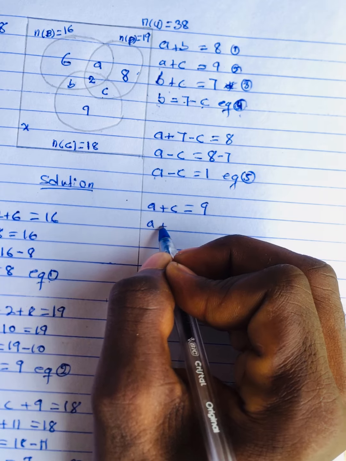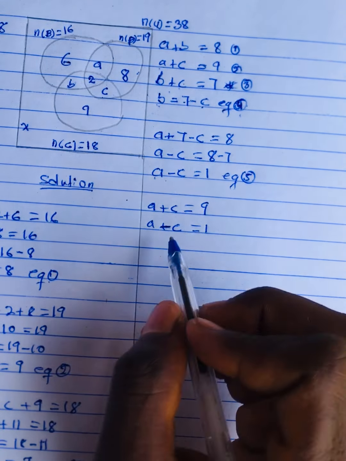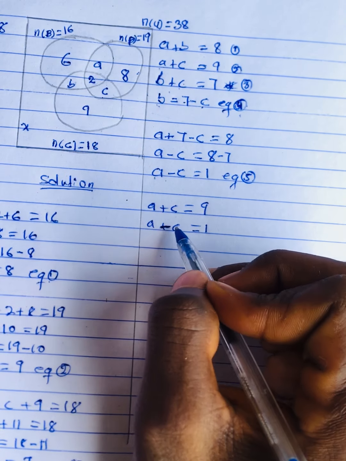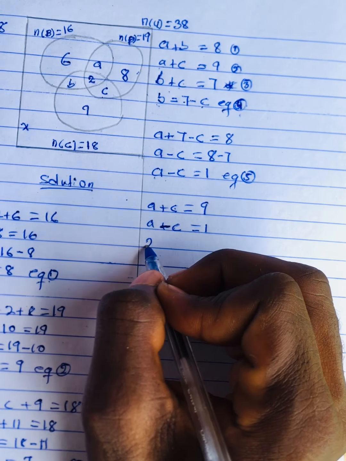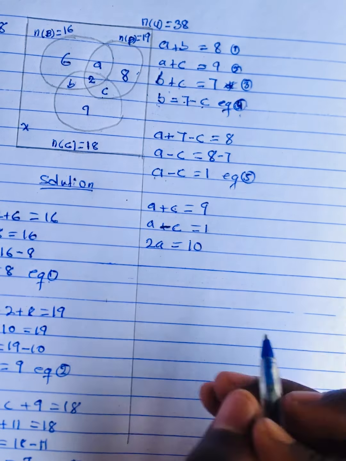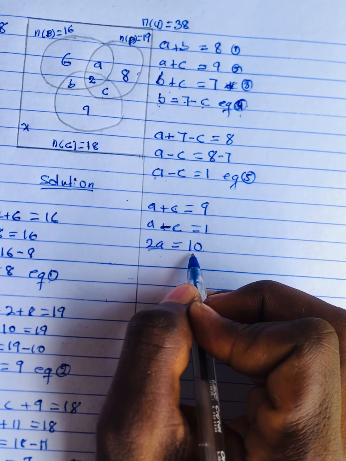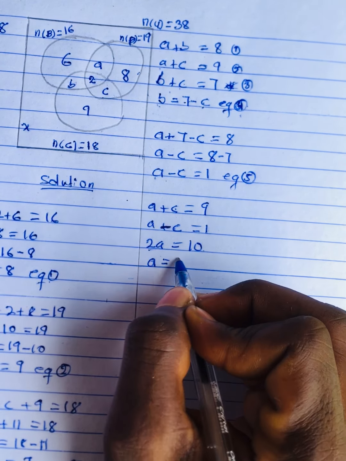A minus C is equal to 1. When we add them, this one is negative, it will take this one off. So you have 2A is equal to 10. 1 plus 9 is 10. So we divide 2 by what? We divide 2 by 2. So A is equal to 5.